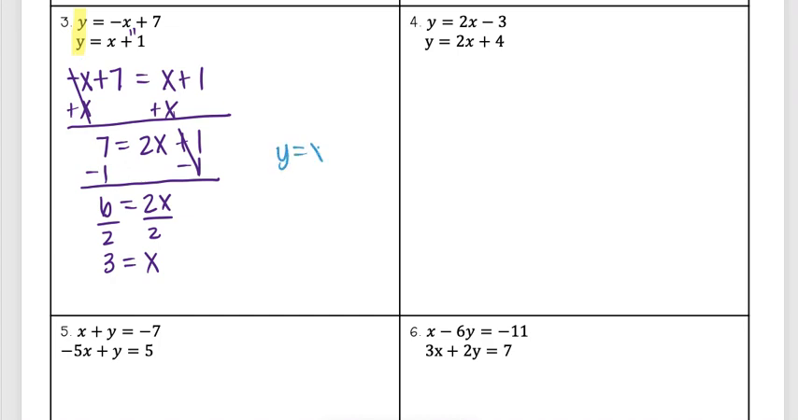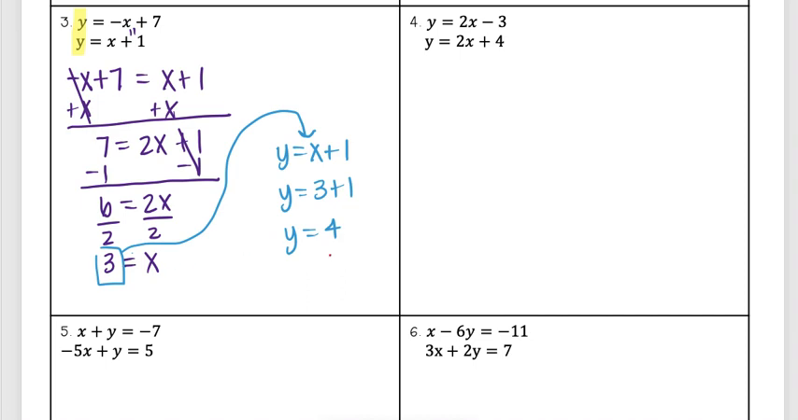So y equals x plus 1. And now I'm going to plug in my 3 for x. So I have y equals 3 plus 1, which is equal to 4. And again, I am not done yet. Don't forget that last step.